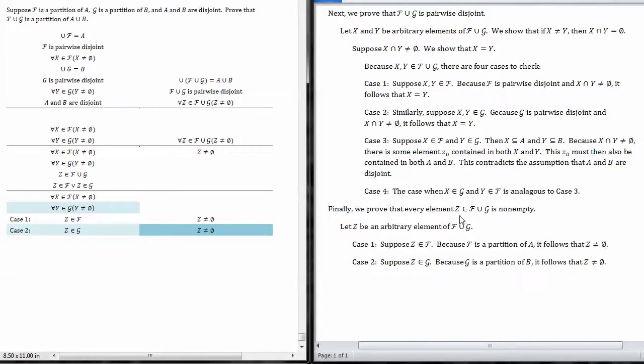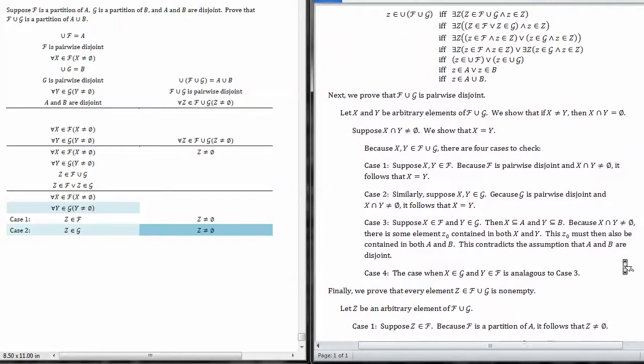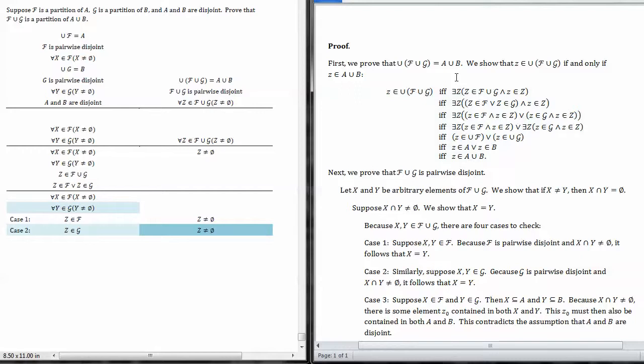Finally, we prove that every element z in the new family is non-empty. So let z be an arbitrary element. Suppose, okay, so 2 cases. If z is in F, then because F is a partition of A, z is non-empty. And if z is in G, because G is a partition of B, z is again non-empty. And that finishes the 3 parts of our proof that F union G, the union of 2 partitions, is a partition under the assumption that the 2 sets A and B are disjoint.